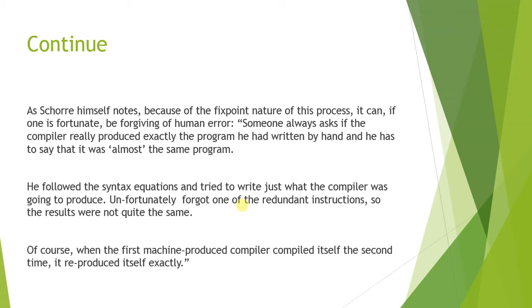We continue. As Schorre himself notes, because of the fixed point nature of this process, it can, if one is fortunate, be forgiving of human error. Someone always asks if the compiler really produced exactly the program he had written by hand, and he had to say that it was almost the same program. He followed the syntax equations and tried to write just what the compiler was going to produce. Unfortunately, he forgot one of his redundant instructions, so the results were not quite the same. Of course, when the first machine-produced compiler compiled itself the second time, it reproduced itself exactly.